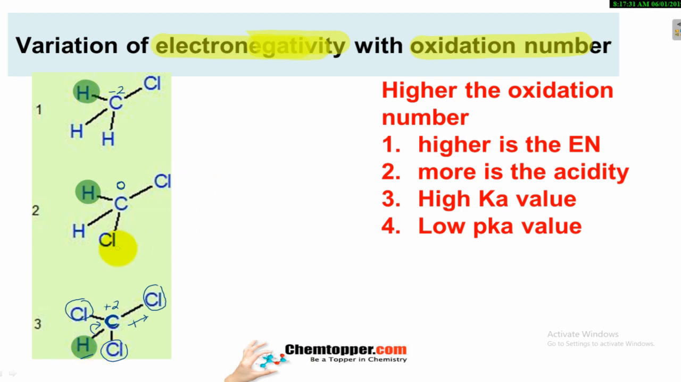As the number of chlorine atoms bonded to the carbon atom decreases, the oxidation number decreases. The electronegativity of the central atom decreases, and hence the tendency to pull electron density from the hydrogen bonded to it also decreases. So acidity.